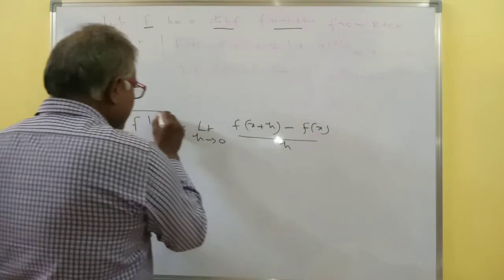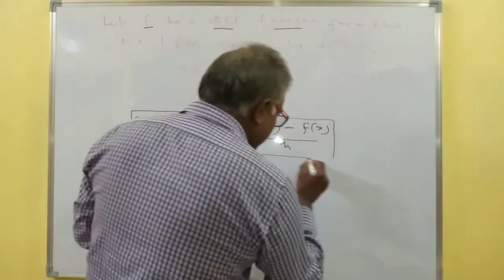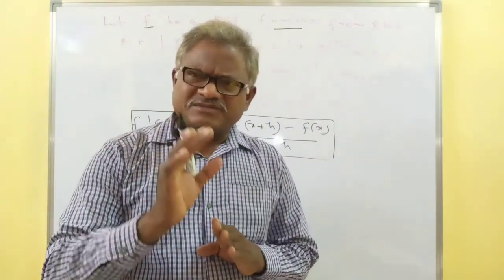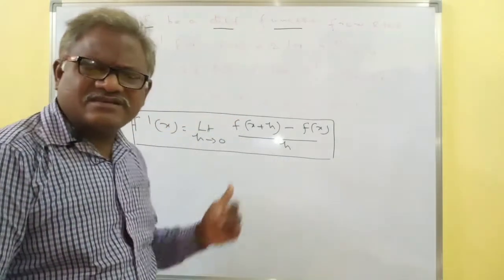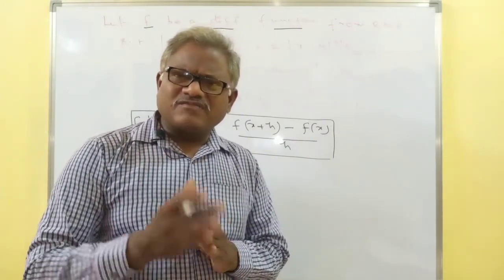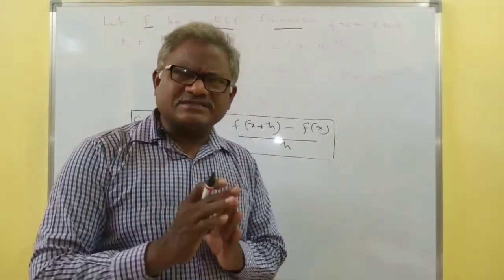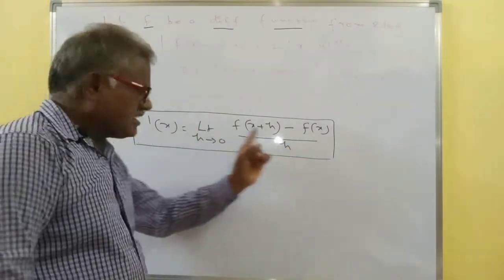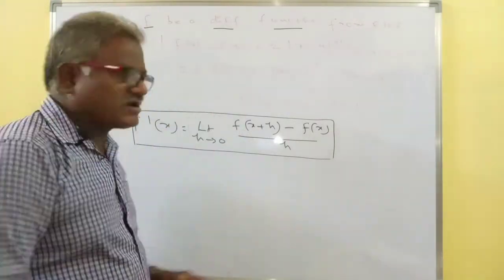First of all, you have to remember this formula. Differentiation by the first principle or definition, f dash x is equal to limit h tends to 0 of f of x plus h minus f of x by h. So, first of all, you should have a clear idea of this differentiation. Okay.